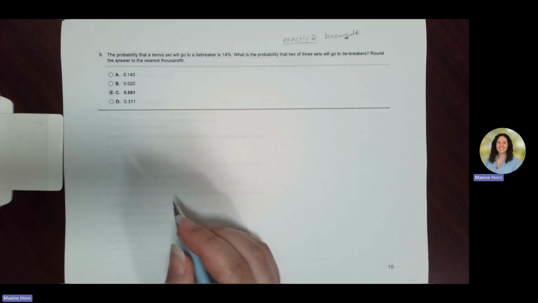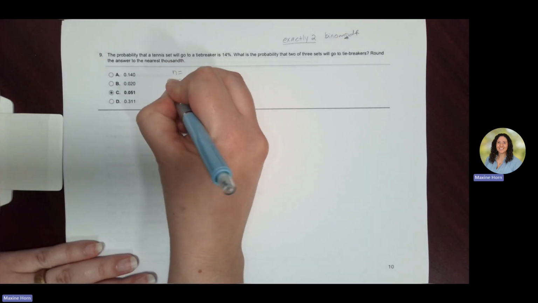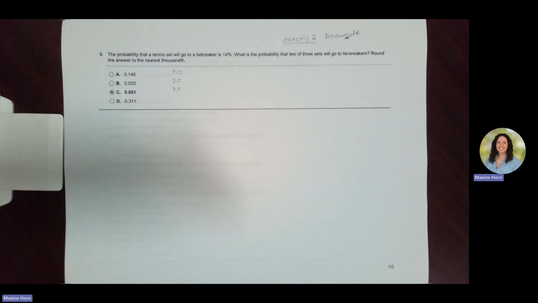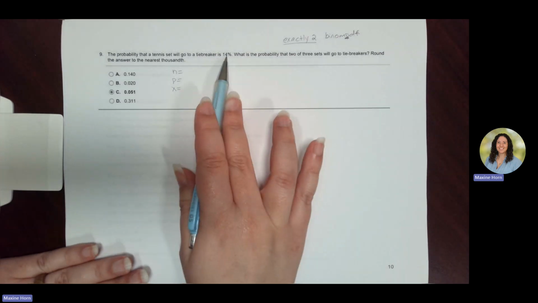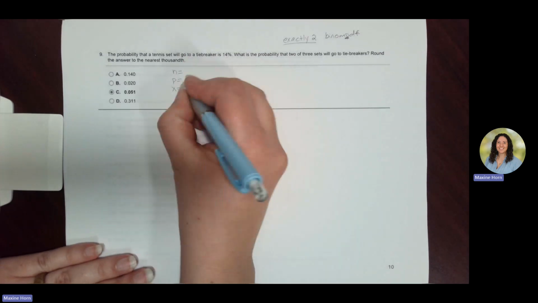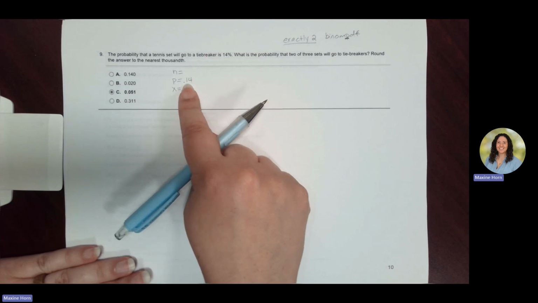So again, let's label things. Because I end up accidentally writing my P where I should write my N, I'm going to write them in the order I know I need to plug them into the calculator, just to save myself from making that mistake. The probability that it'll go to a tiebreaker is 14%. So that's P, and it's written as a decimal. You always take your percentage and write it as a decimal. It's 0.14.